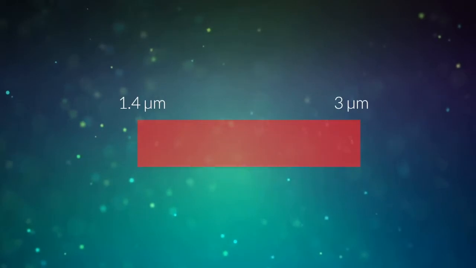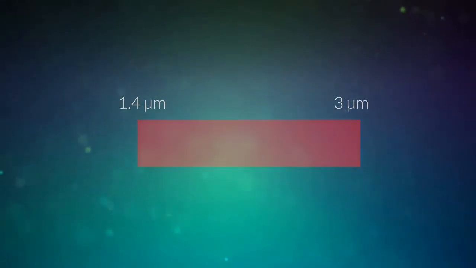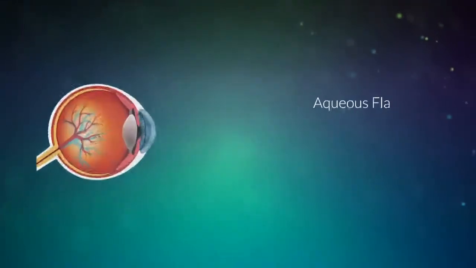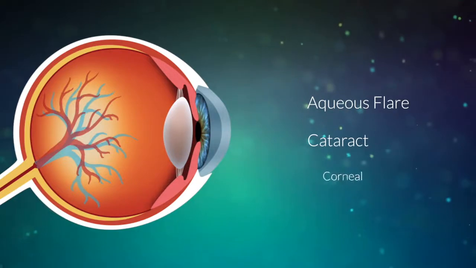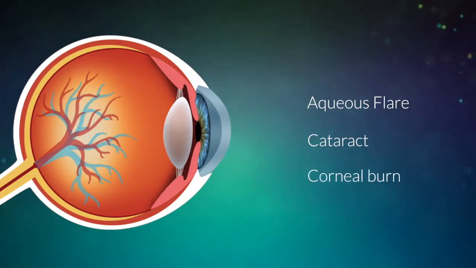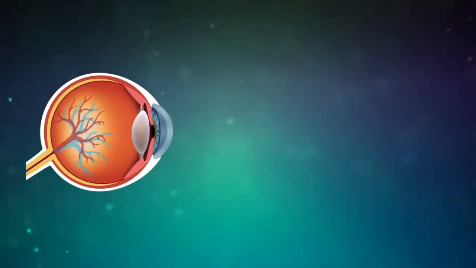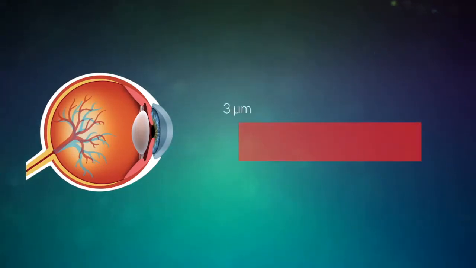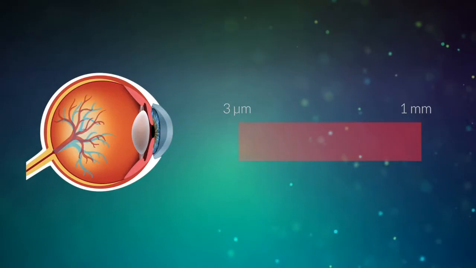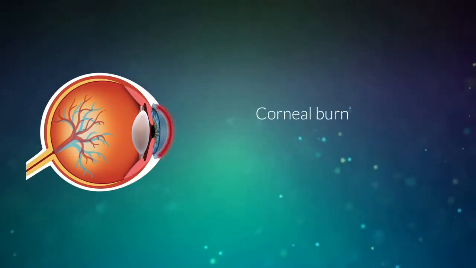Further into the infrared, between approximately 1.4 and 3 microns, known as the IR, exposure to these wavelengths can result in aqueous flare, which is abnormal protein in the aqueous humor, cataract, and corneal burn. Further still into the infrared, at wavelengths ranging from approximately 3 microns to 1 millimeter, exposure can lead to corneal burn.